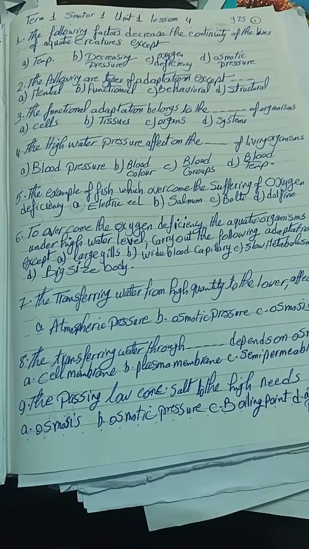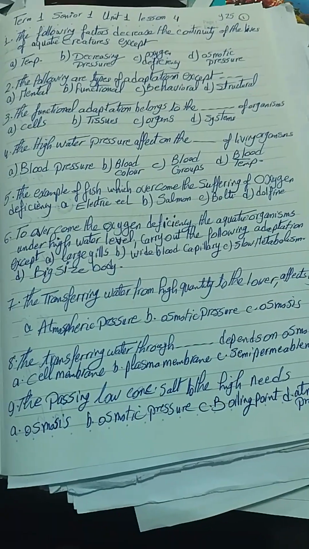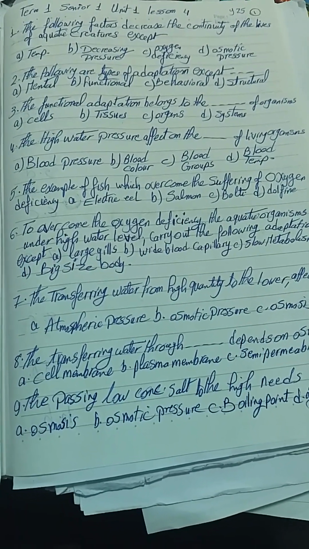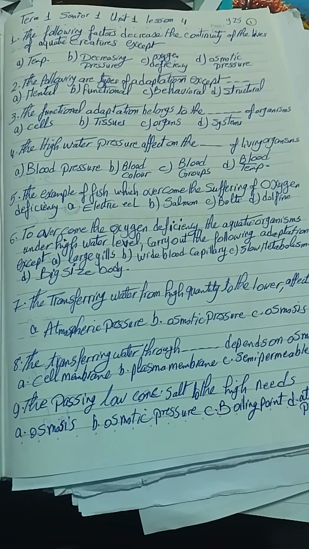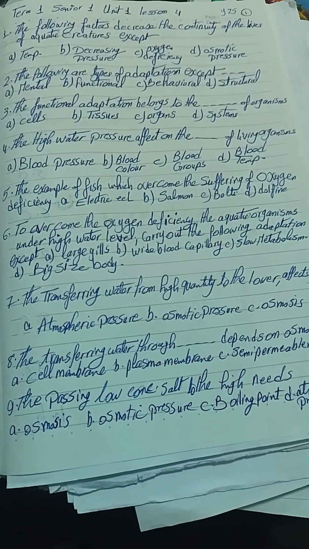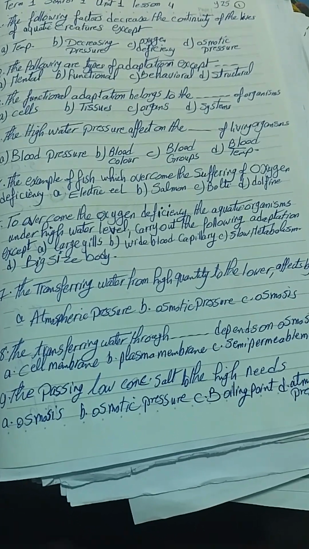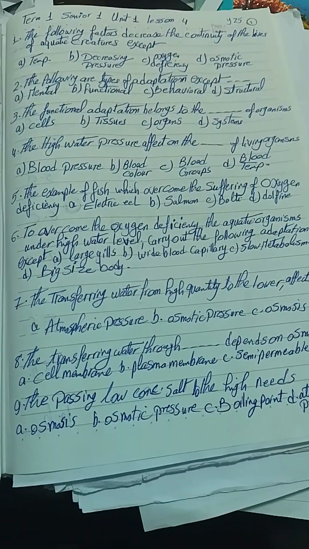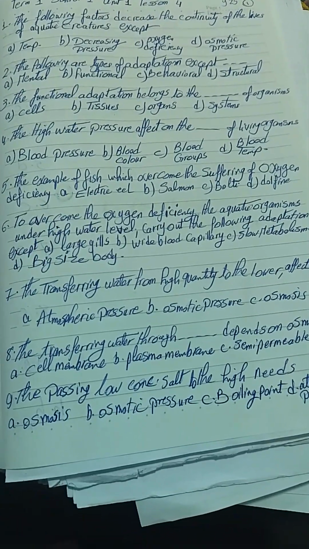Number 3. Functional adaptation or physiological adaptation belongs to adaptation that takes place at the organ, adapted for a new function. Cells, tissue, organ, system. We choose organ. We must know the difference between cells, tissue, organ, and system. We can revise them now.